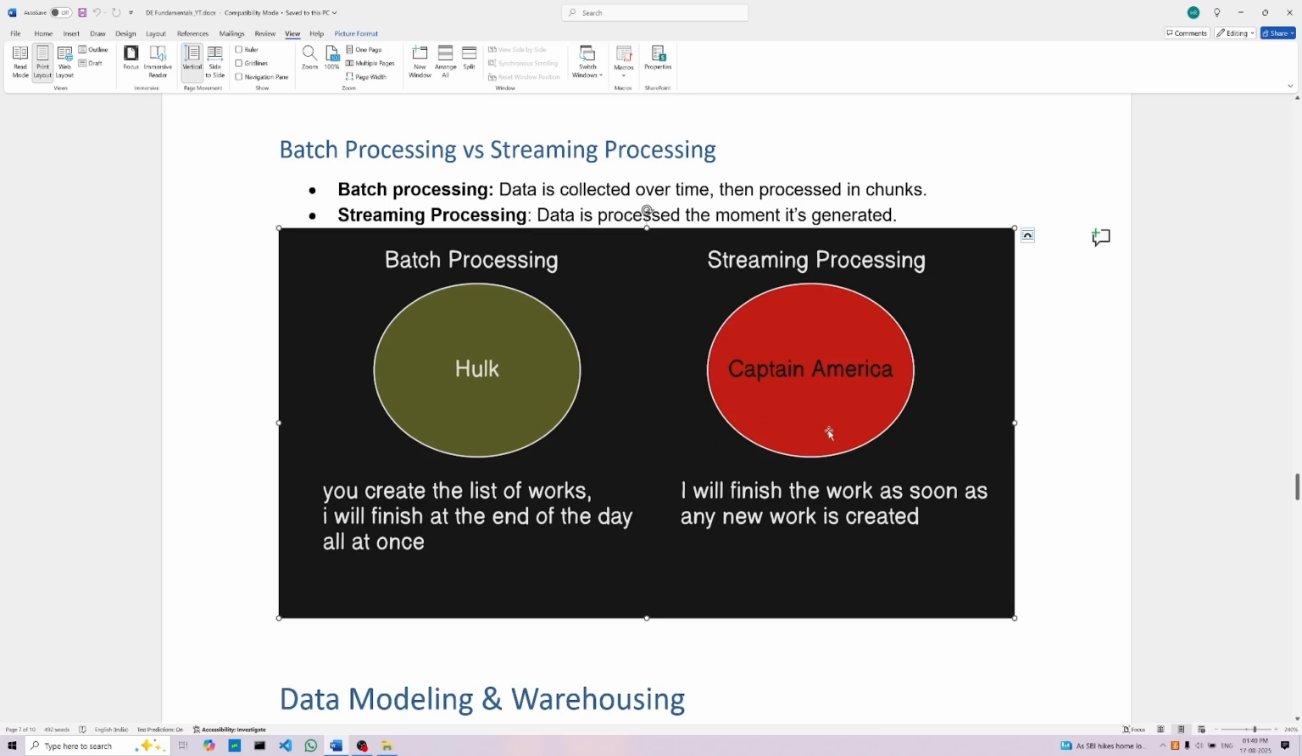For streaming processing you can remember the character of Captain America. He is very obedient, he is a good boy, as I said earlier. He likes to finish his work as soon as it gets assigned to him, at that very time. He says, I will finish the work as soon as any new work is created for him. He doesn't like to collect the work and finish it later. That is streaming processing. Data is processed the moment it arrives.